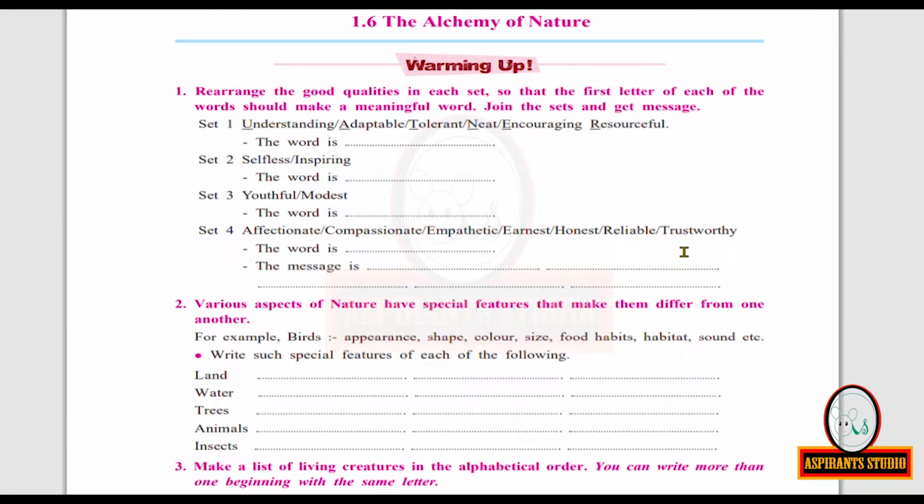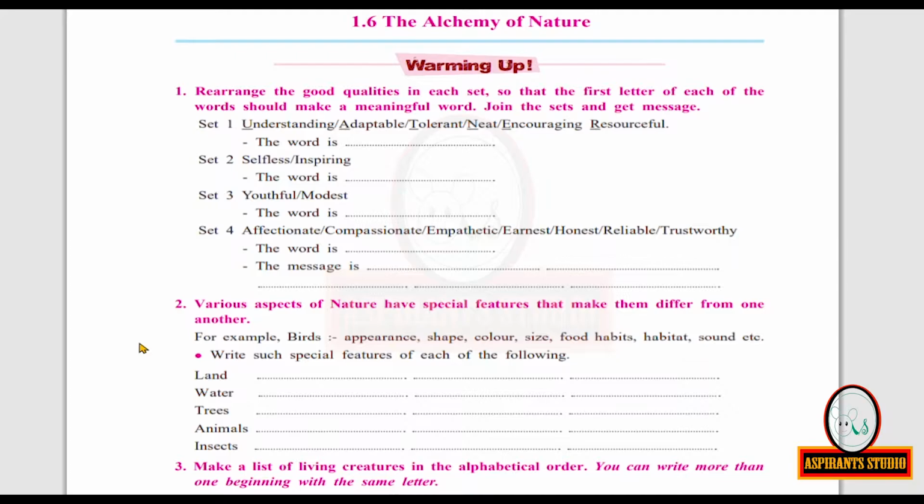If it is given in jumbled letters, when you arrange it, you will get the word teacher. The message is: nature is my teacher. Nature is my teacher is the message.